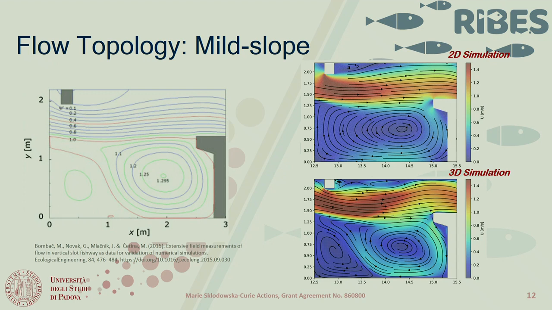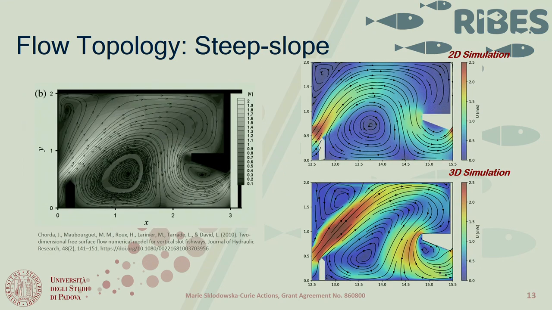So we have also some findings in flow topology. You can see up the 2D simulation and down the 3D simulation. You can see that the 3D simulation captures all the experimental eddies and recirculation. And 2D simulations, well, actually it's smooth streamlines. It does not capture all the eddies in the pools, as you can see in both cases.